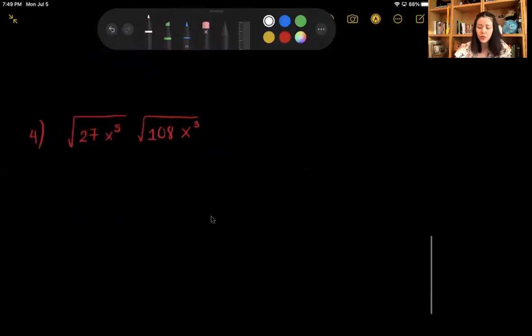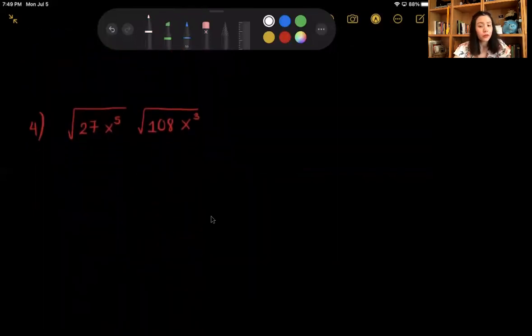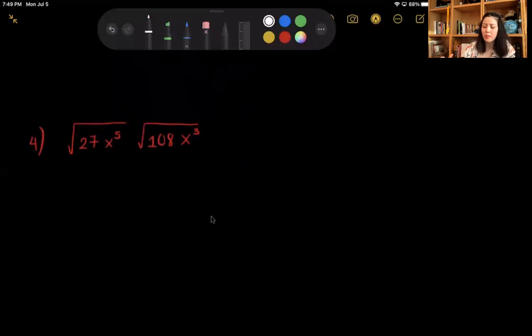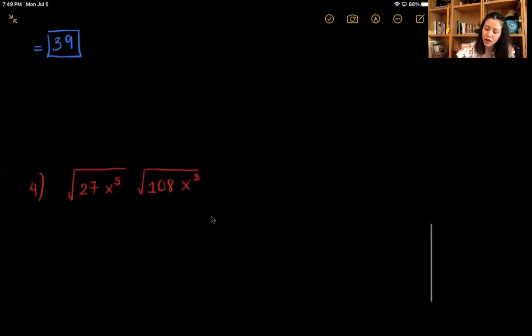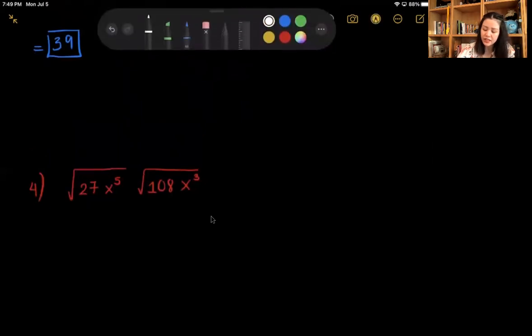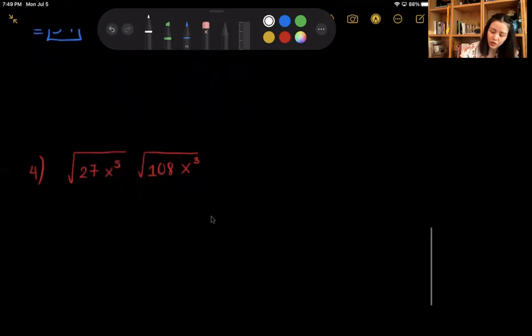All right, the last one is involving variables, but we have to do the same thing, right? So I have square root of 27 x to the 5th times square root of 108 times x to the 3rd. Now, before you actually bring them under one root, because you say, hey, Mimi, they have the same index, right? All I have to do is bring them under one root, right? But before we do that, I think it's best if we simplify each of these terms first before we multiply them together, right? So let's see what I can do.